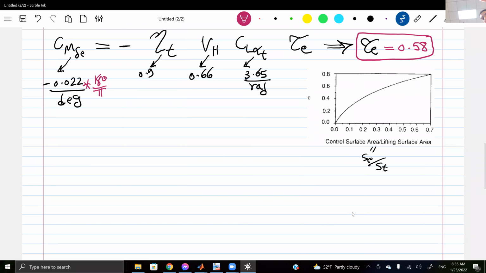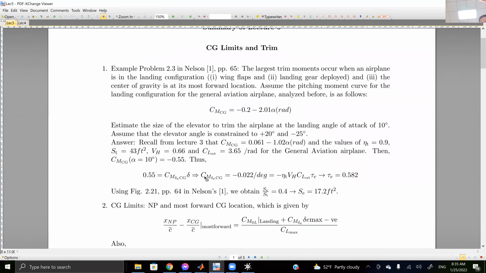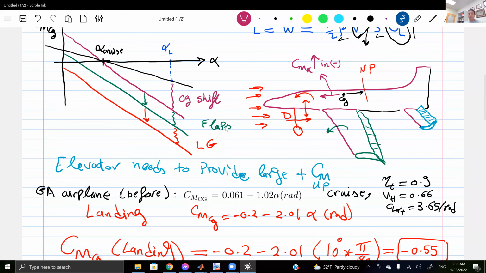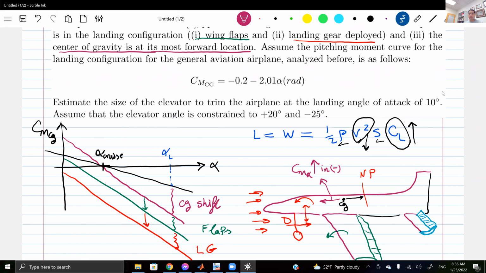So I got my tau of 0.58, and somewhere around here I get the corresponding S elevator by S tail. It becomes something like around 0.4. And we know S tail, so I got my S elevator from this equation. S elevator is 17.2 feet squared. So I managed to size my elevator. Any question about how we solve this problem? This is a very important problem. It's an educational problem that tells us about many things all at once. Any question about the story?